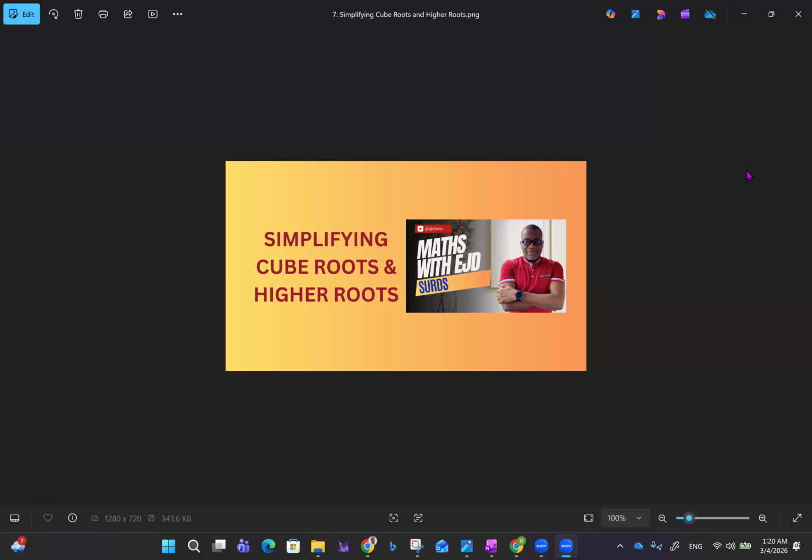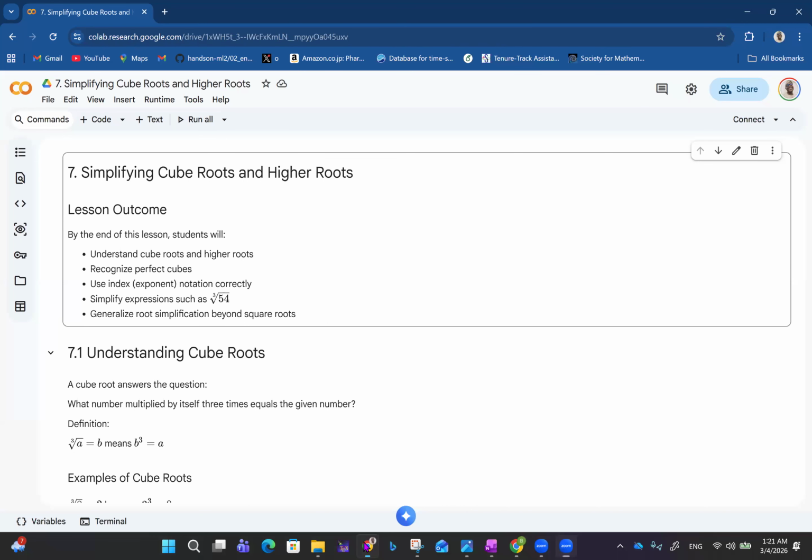We are still talking about surds, which are basically roots that cannot be expressed as rational numbers, right? In this video, we're looking at simplifying cube roots and higher roots. We've been talking about square roots for the most part, and then just to also tell us that it doesn't have to be only square roots. We can talk about surds, which are basically roots that cannot be expressed as rational numbers.